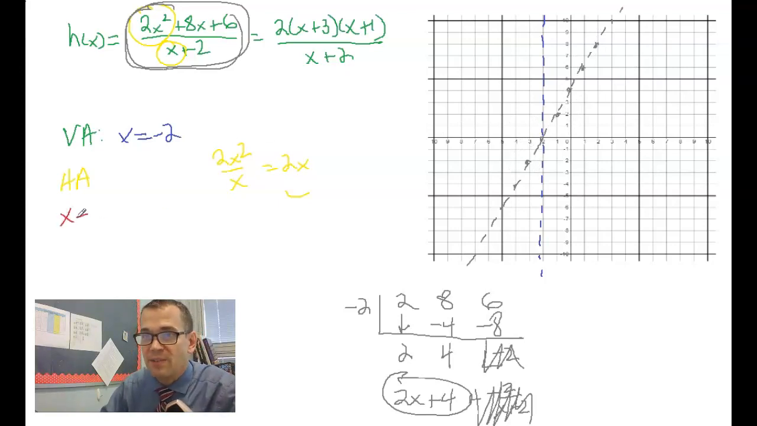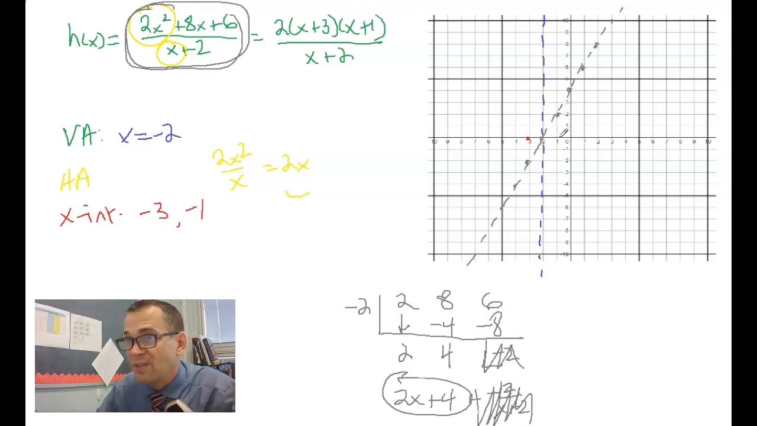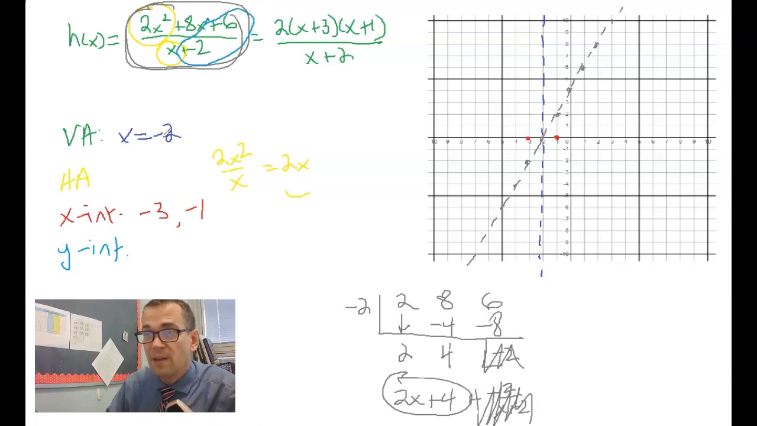If I want to find the x-intercepts, I need to figure out what makes that numerator 0. That'll be easiest to find if it's in factored form. I can see that's happening at -3 and at -1. I don't need to write that as an ordered pair, but I can if I want to. And then the y-intercept is what would happen if x happened to equal 0. Were I to plug in 0 for x, this is all that would be left, and that would equal 3. And these are all the clues that I have.